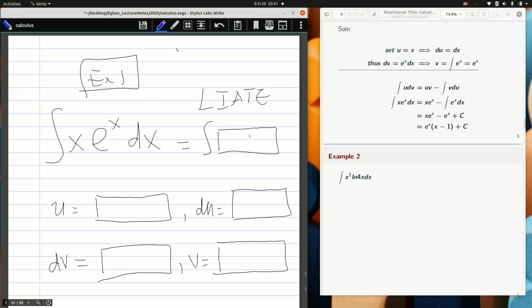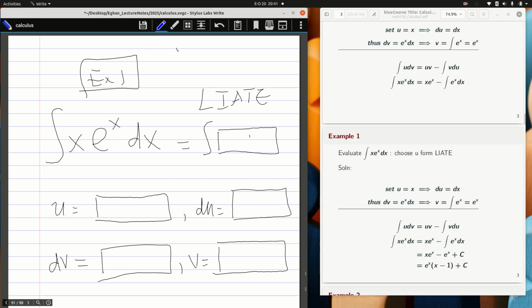So slide 3, Example 1. We want to integrate x e^x dx. Okay, so what we want to find at the end of the day is some integral u dv. That is what we are looking for.